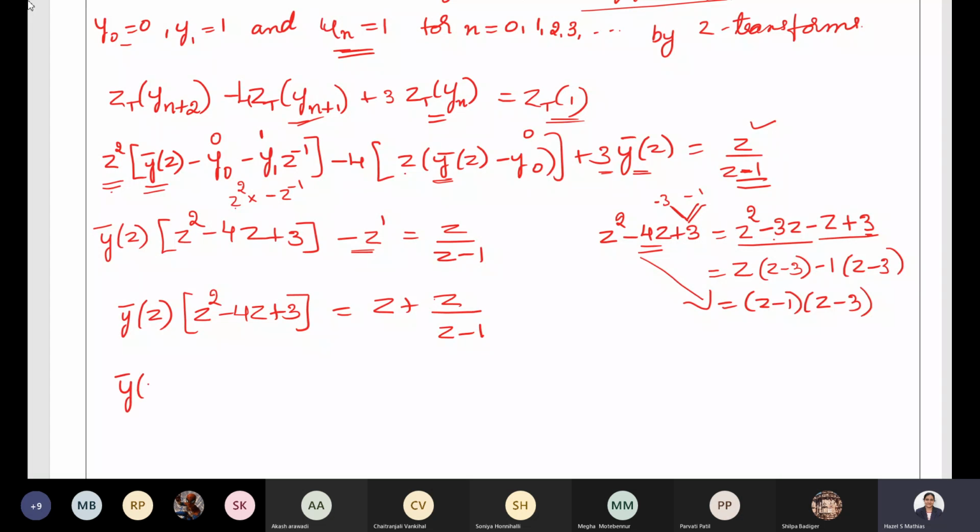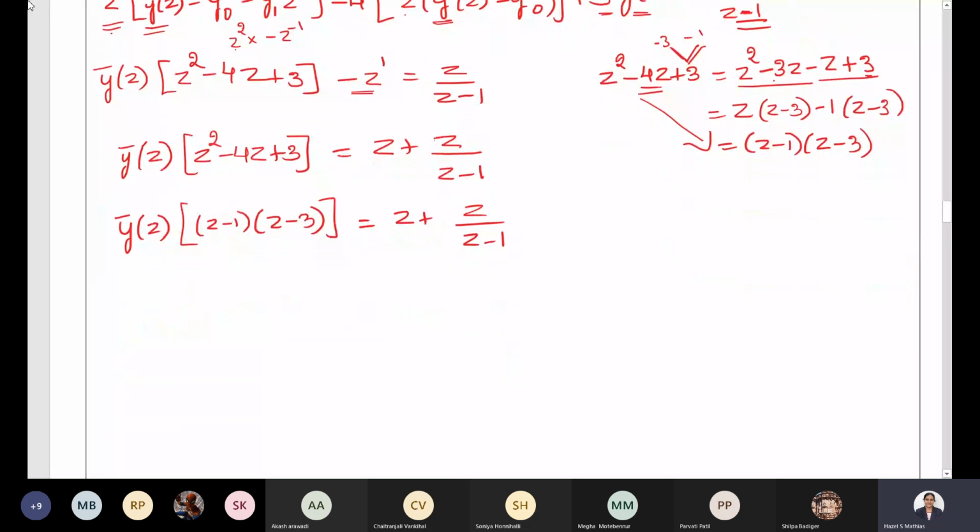So what will be y bar of z? It will be z minus 1 into z minus 3, that is equal to z plus z by z minus 1. Now we want y bar of z. For that, what do we do? Take this term to the right hand side. We get y bar of z. So when it is divided, it will be z divided by z minus 1 into z minus 3.